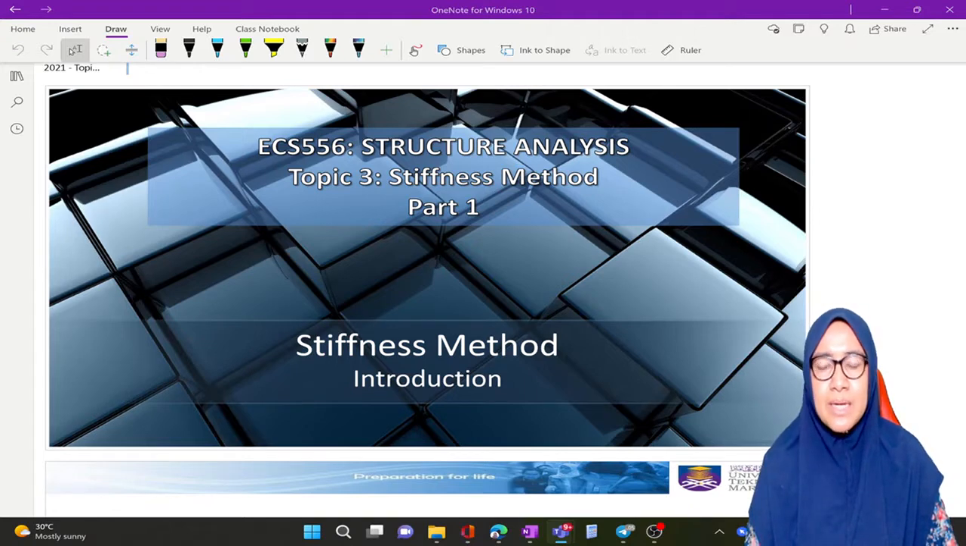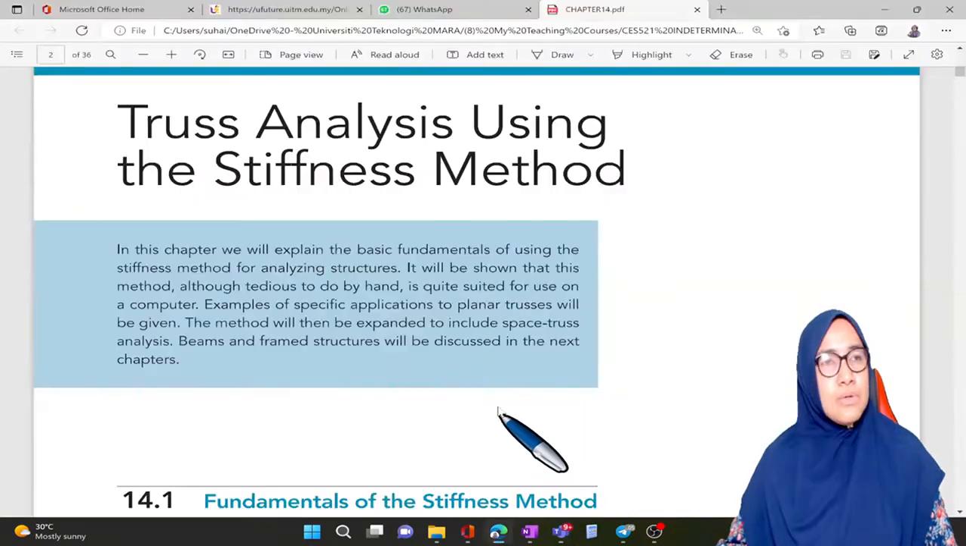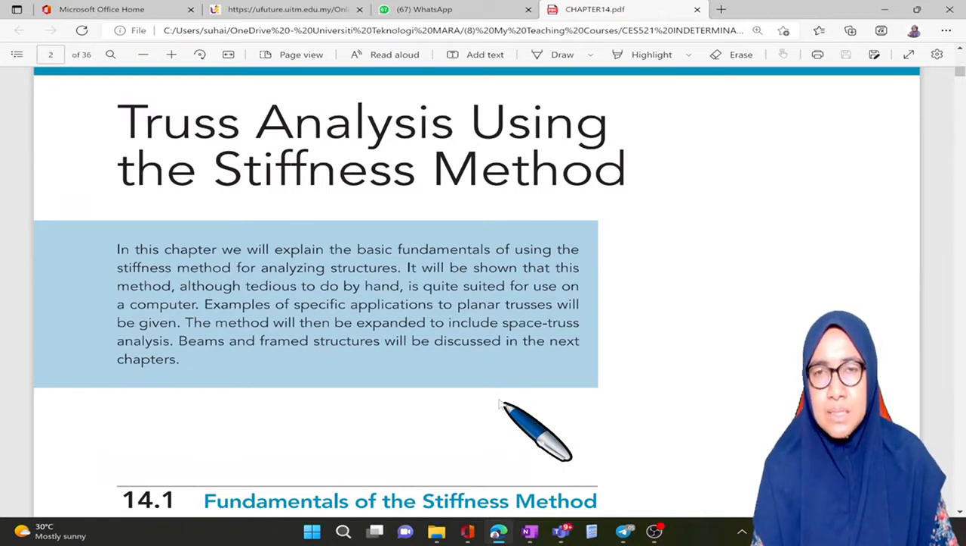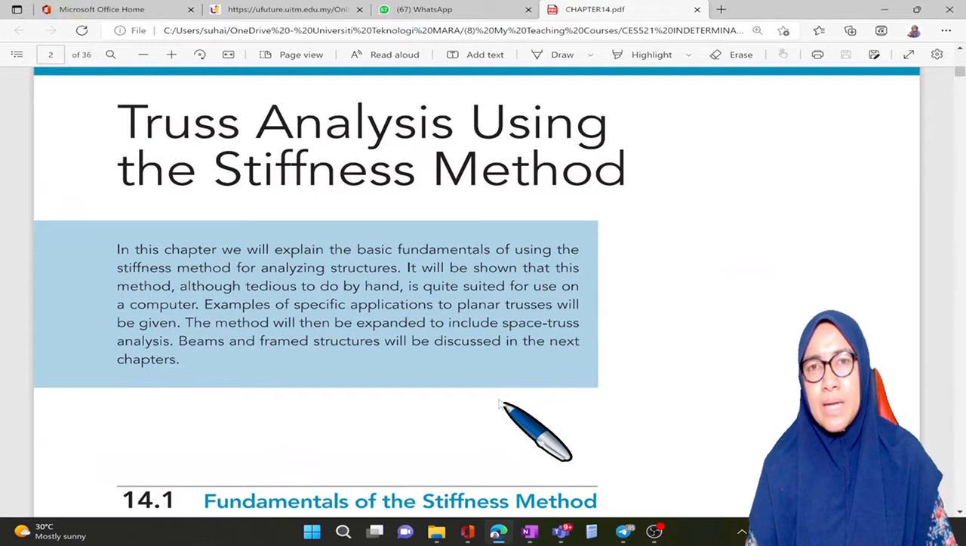For the stiffness method, I will refer to, number one, the class note prepared by Dr. Teven, and most important, the main textbook. The main textbook in this course is Structural Analysis by R.C. Hibbeler.